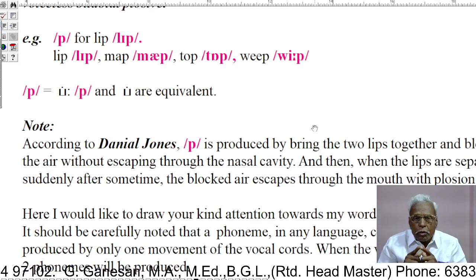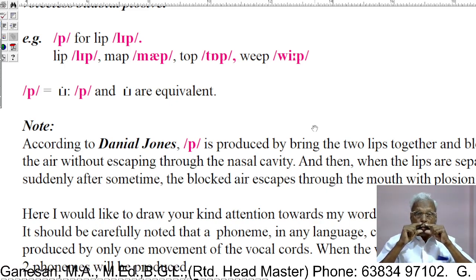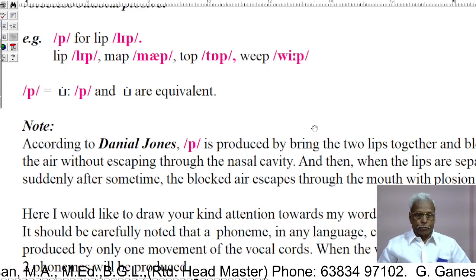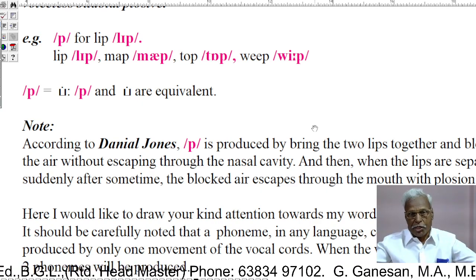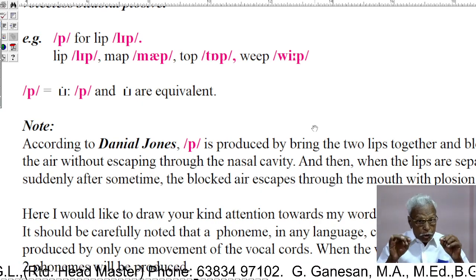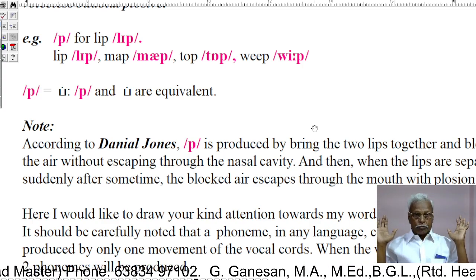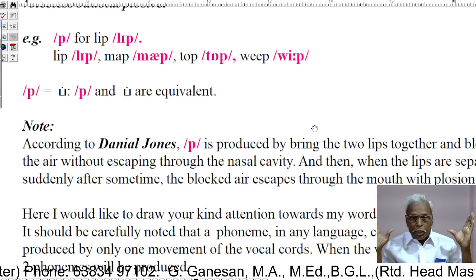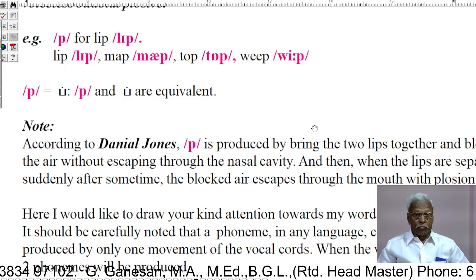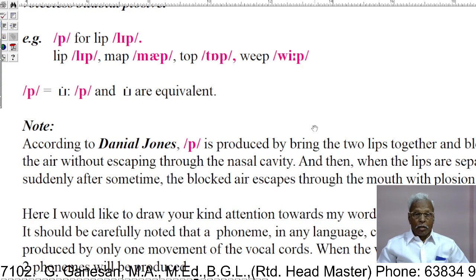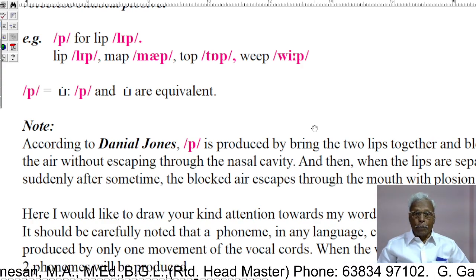According to Daniel Jones, it is produced by bringing the two lips together and separating the lips after some time. That is, according to him, it is produced in such a way.